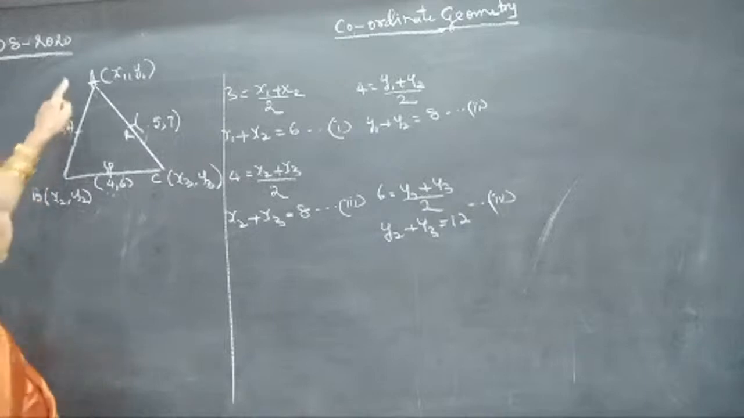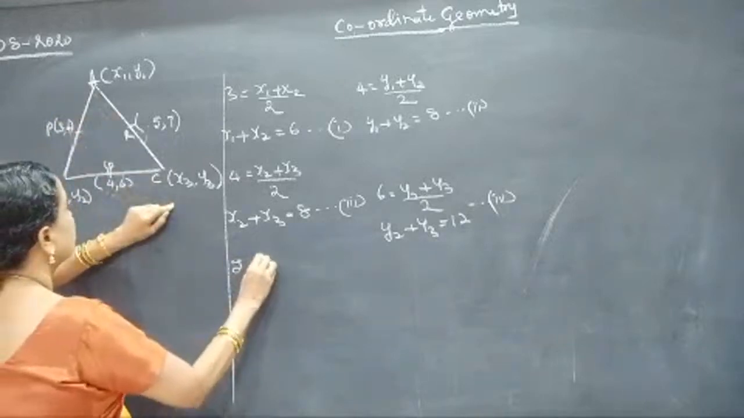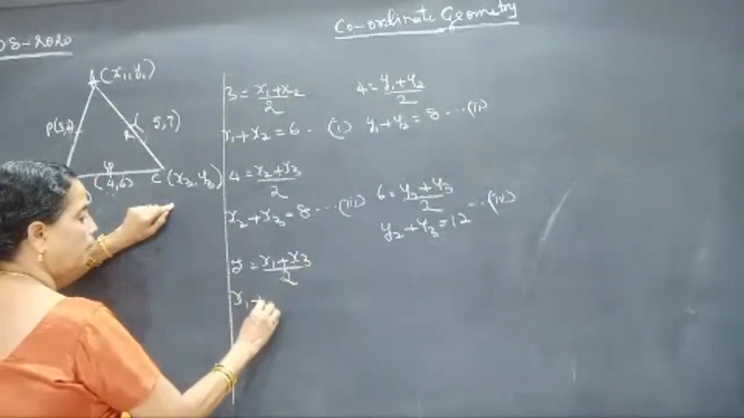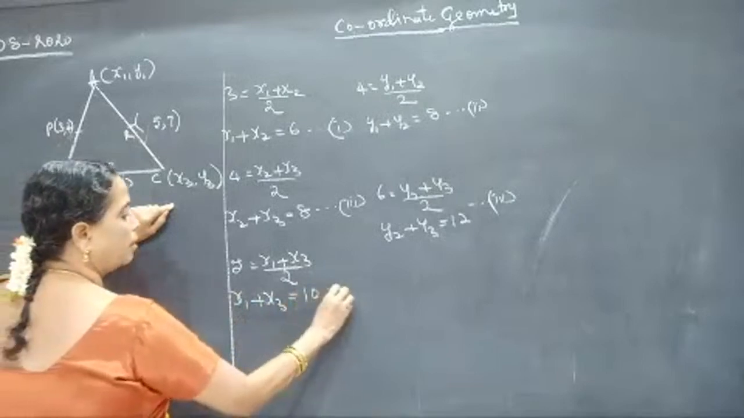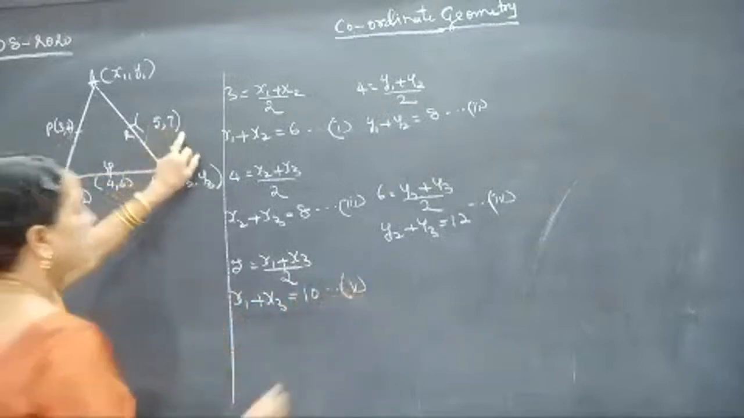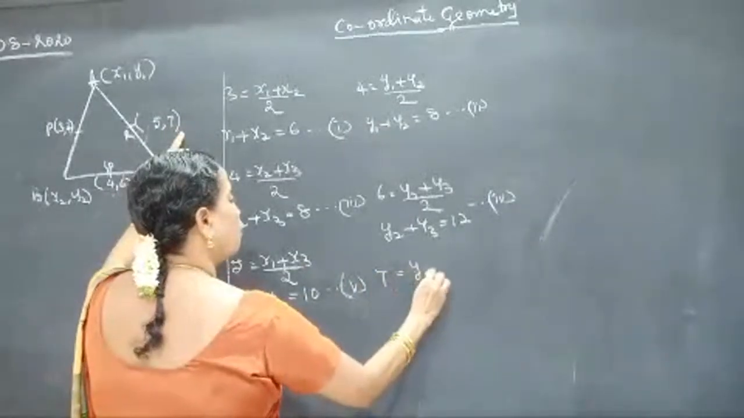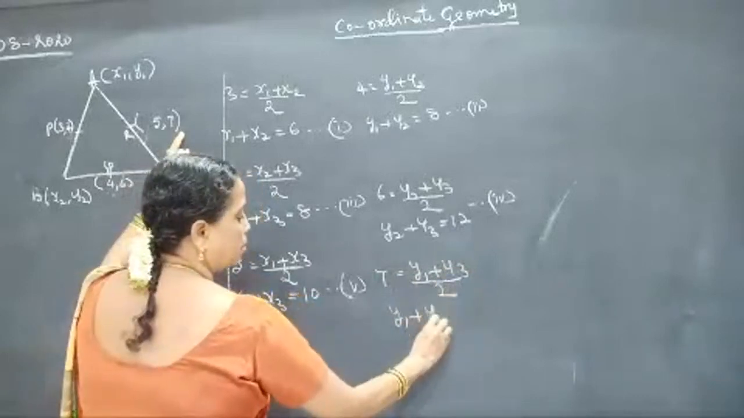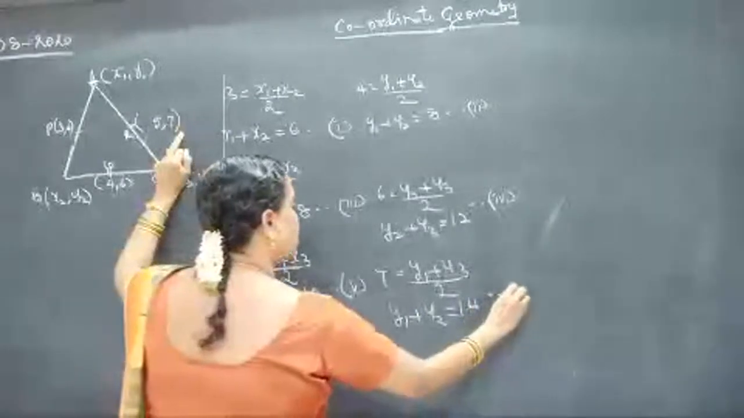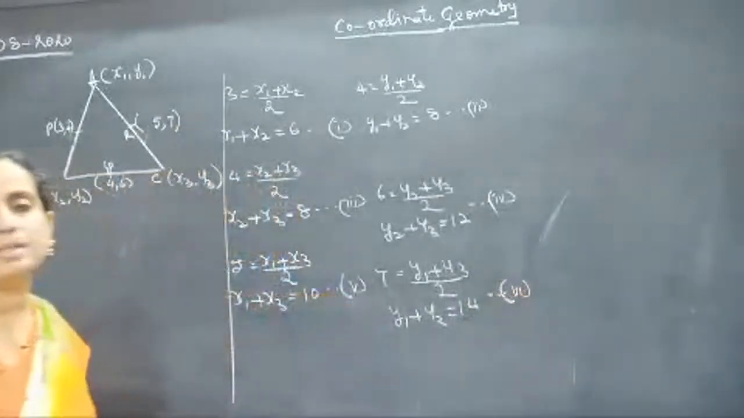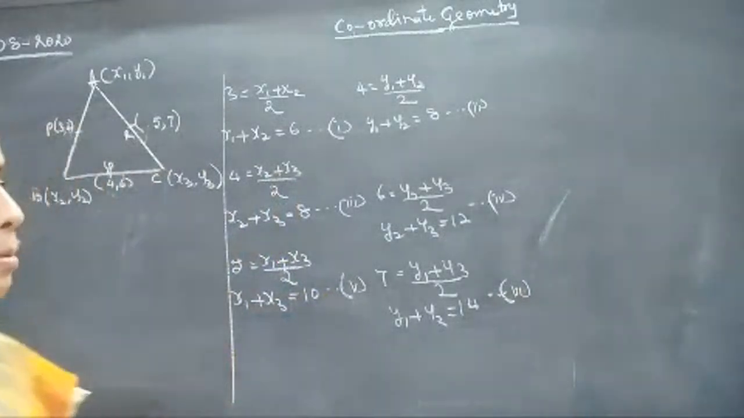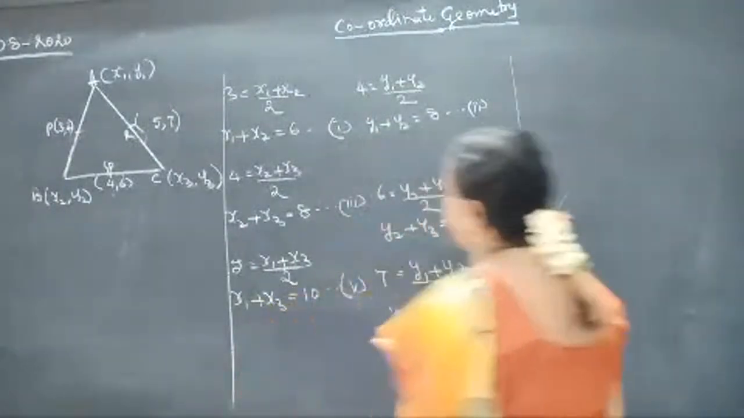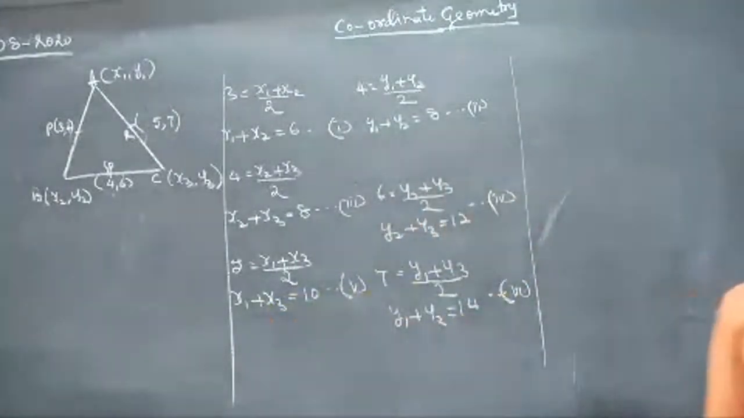Now coming to the side AC, 5 equals (x1 plus x3) by 2. It is x1 plus x3 equals 10. Result 5. Again, 7 equals (y1 plus y3) by 2. That is y1 plus y3 equals 14. Result 6. We have 6 results by the usage of the midpoint formula. Just go through this. If it is clear, then I will move on to the next step. Is it clear?